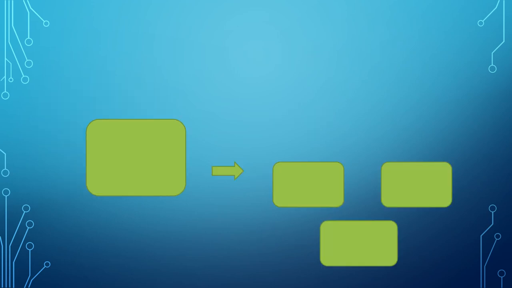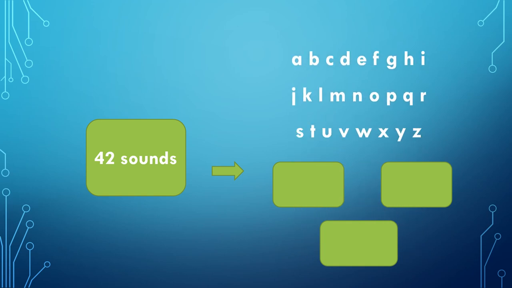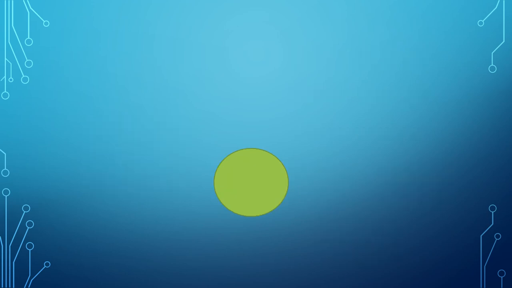We use 42 sounds to make all the words in the English language. This means we have a problem. We have around 42 sounds and only 26 letters: A, B, C, D, E, F, G, H, I, J, K, L, M, N, O, P, Q, R, S, T, U, V, W, X, Y, Z. The 26 letters work singly, in pairs, and sometimes in threes to represent one sound. There is another problem too. We spell many of the 42 sounds in more than one way.